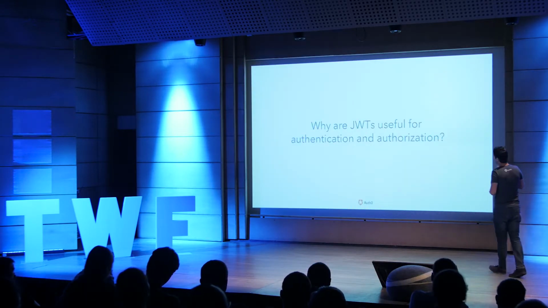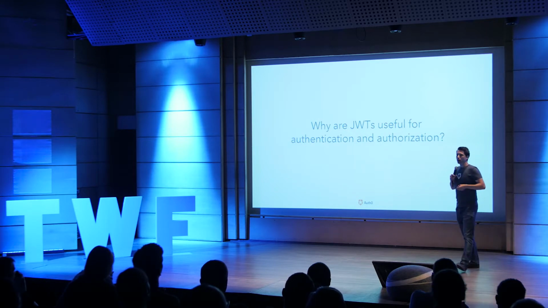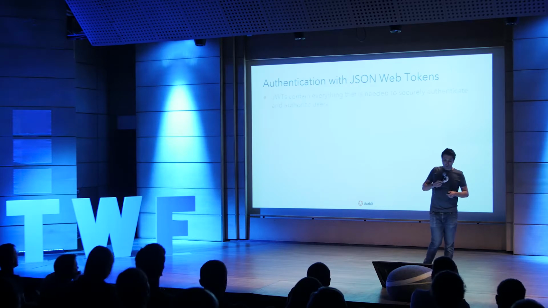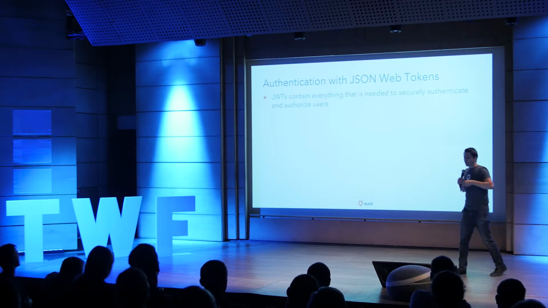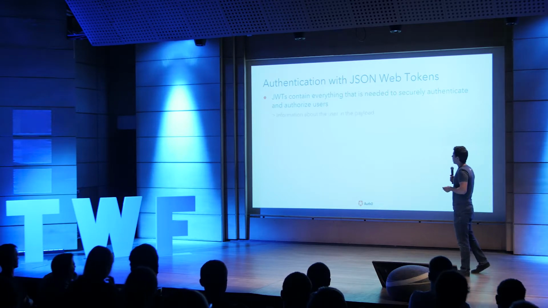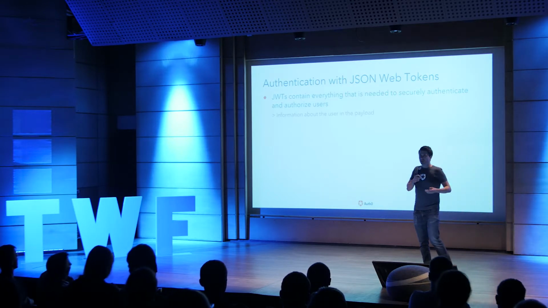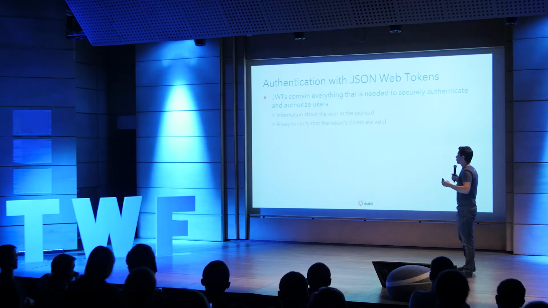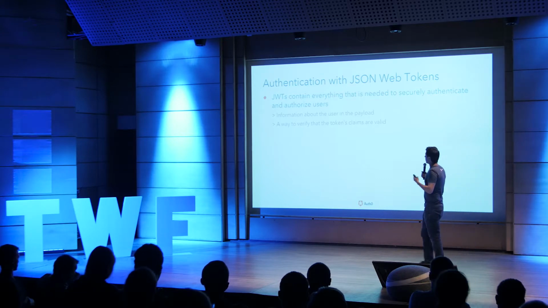So why are JSON Web Tokens useful for authentication and authorization? Well, they've got everything they need to securely authenticate and authorize users. We've got information about the user in the payload, and we've also got a way to verify that the token's claims, those things that we're saying about the user, are valid.